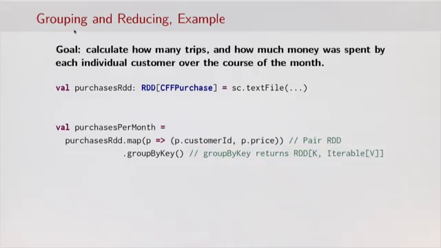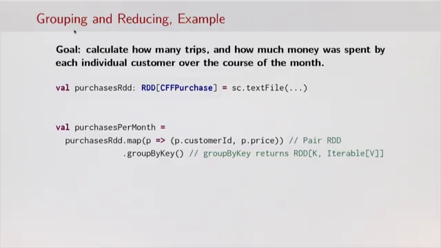Next, since the goal is to focus on each individual customer and to then calculate the number of trips they've made and how much money they've spent in the past month, it would make sense to group together all of the purchases per customer. So in that case, we reach for good old group by key, which returns a pair RDD with a collection of values that correspond to the values that go along with each key. So now we have a pair RDD where customer ID is the key, and then a collection of all of the purchase prices of that customer's purchases over the past month is the value. So we have almost everything we need now.